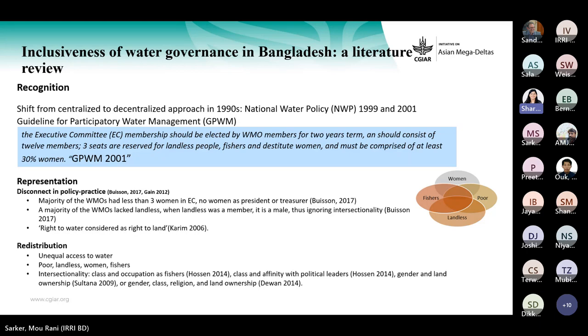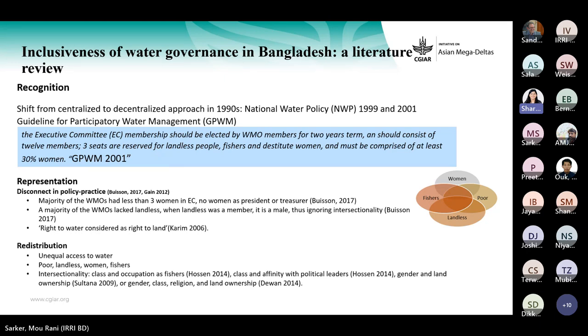But when we really look at the literature, there are not a lot of studies. There are a few that looked into this representation, and they highlight that there is really a disconnect in the policy-practice landscape. Women and landless people especially are represented very little, and when you talk of influential positions, no study reported the involvement of women.